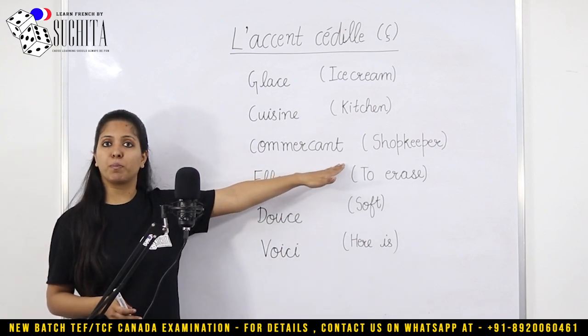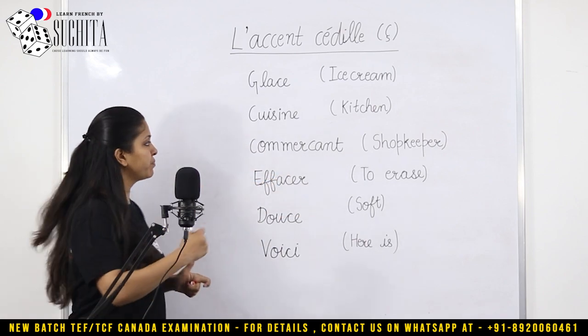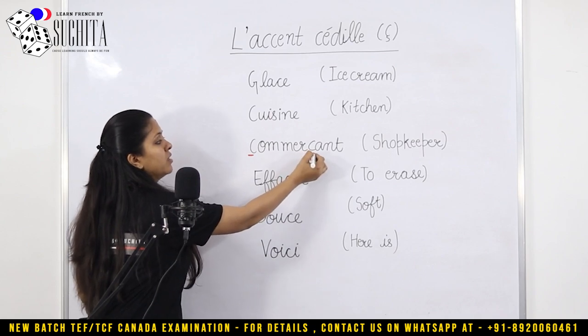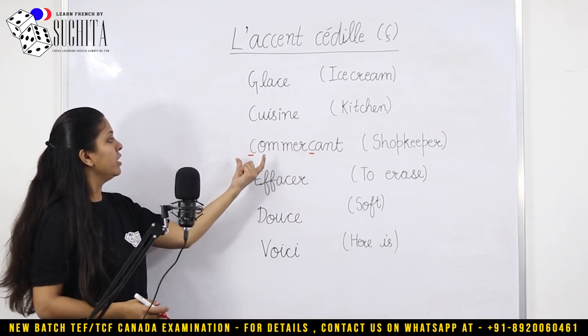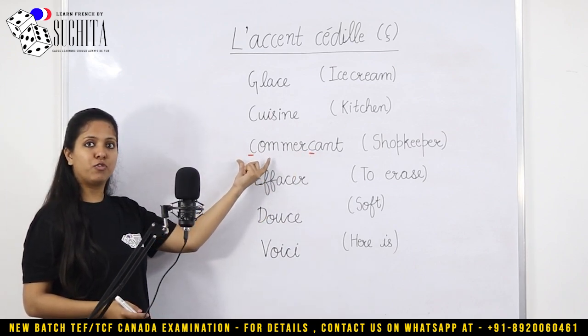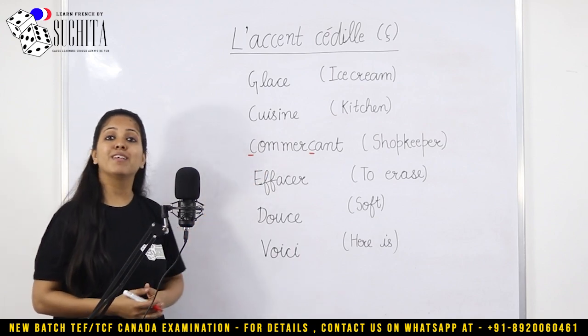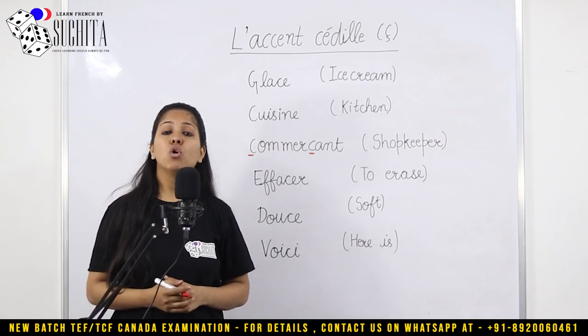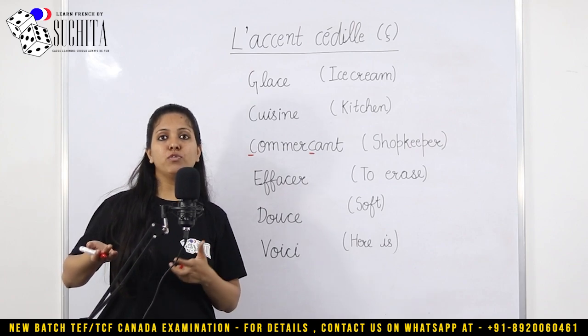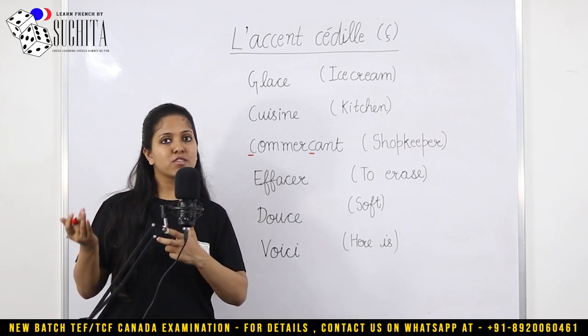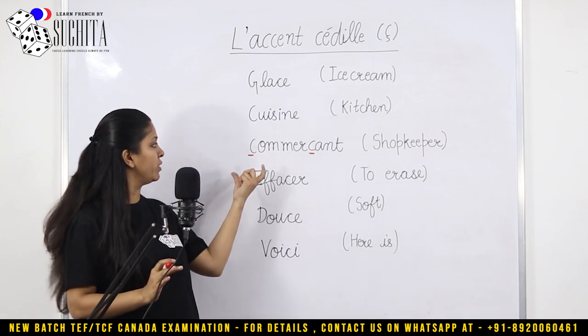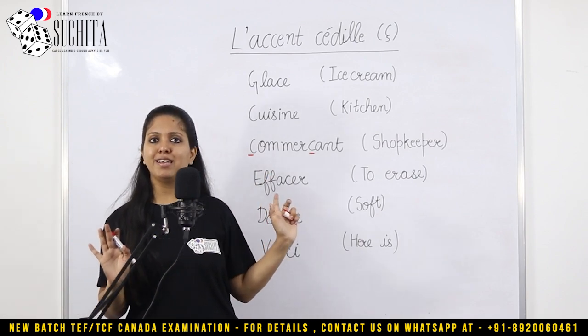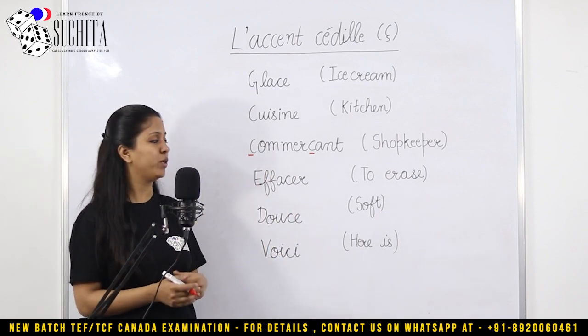Next one, which is "commerçant", which means shopkeeper. Here you have two C, this one and this one. Now "commerçant", the first one CO, the pronunciation is "co". You don't want to change the pronunciation from K to S. CO is "co". You want to keep it K, so it is perfectly alright. You don't need to apply any accent over here.